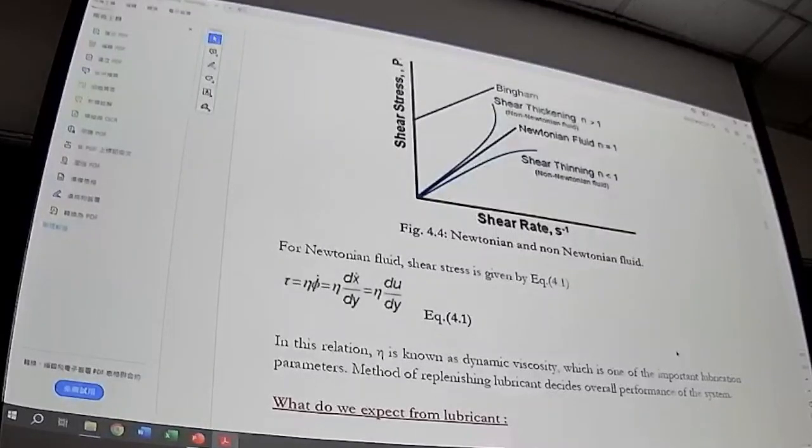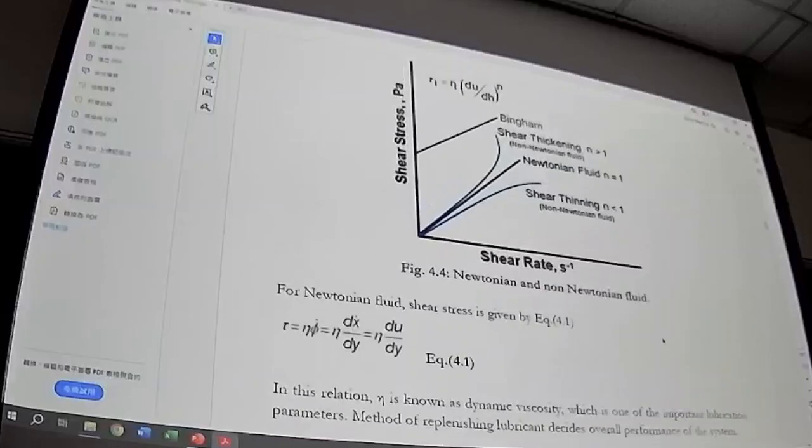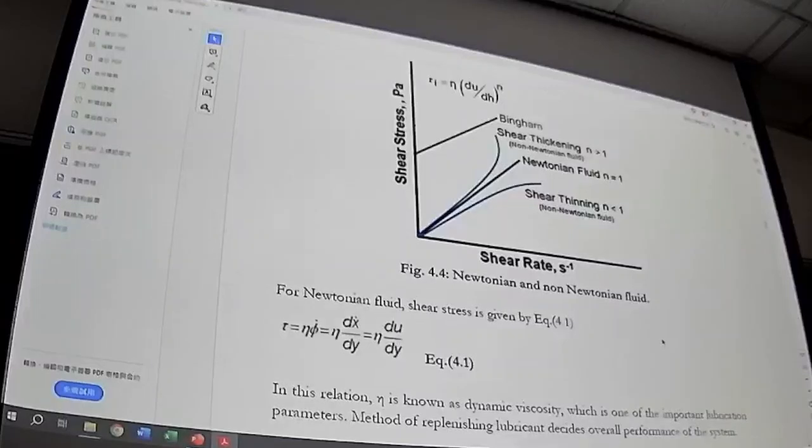For the grease, grease is a non-Newtonian fluid. If you have a relative motion between the interface, the viscosity of the grease will decay. So it's called the shear thinning effect.